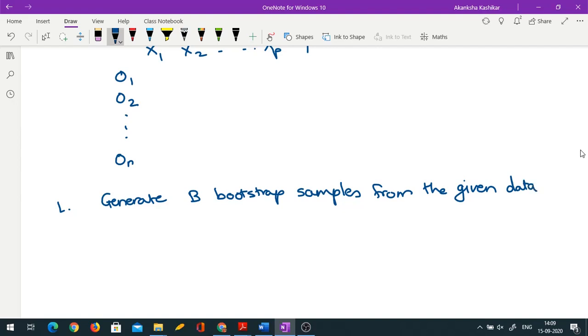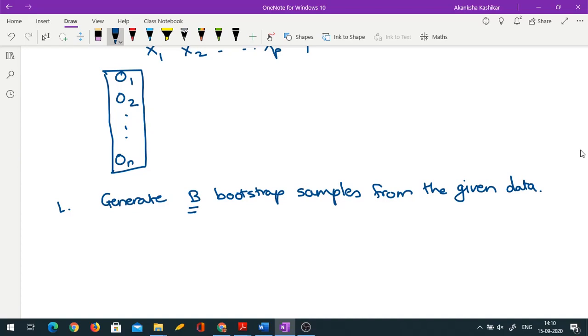How do we generate bootstrap samples? Do you remember? From these O1, O2, On, we have to generate a new sample of size n again, but that sample is generated with replacement. As a result, some of the observations would be repeated and some of the observations would be dropped. And this procedure we have to repeat B times, capital B times.